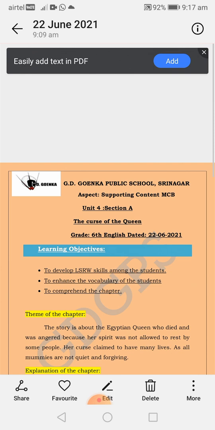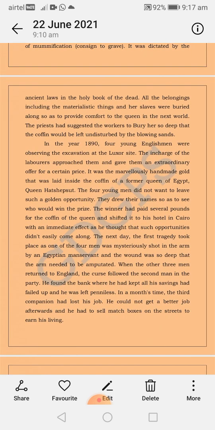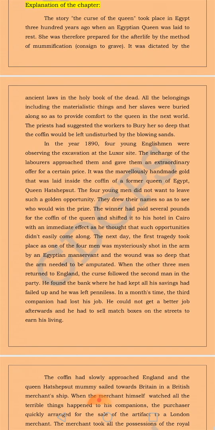Now, let's talk about the explanatory part of the chapter. The story, The Curse of the Queen, took place in Egypt 300 years ago when an Egyptian queen was laid to rest. Now, what does laid to rest mean? When the queen died, she was prepared for the afterlife by the method of mummification. Now, mummification is simply a method to consign to grave.